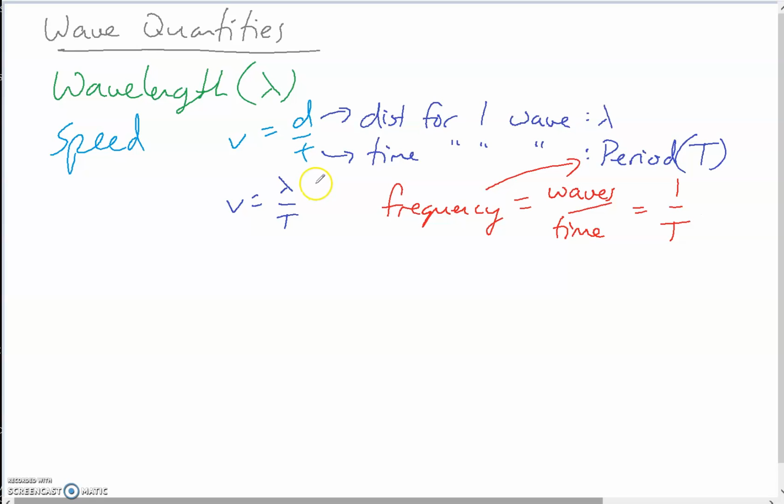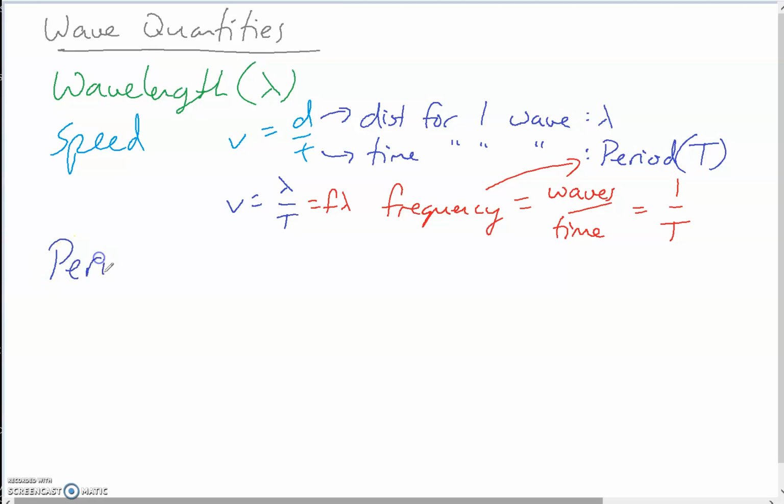So if we go back to the expression over here, we have speed is wavelength divided by period. But dividing by period would be the exact same thing as multiplying by frequency, because frequency and period are inverses of each other. Okay, so we've got a couple other quantities we're kicking around here, so let's lay these out a little bit.